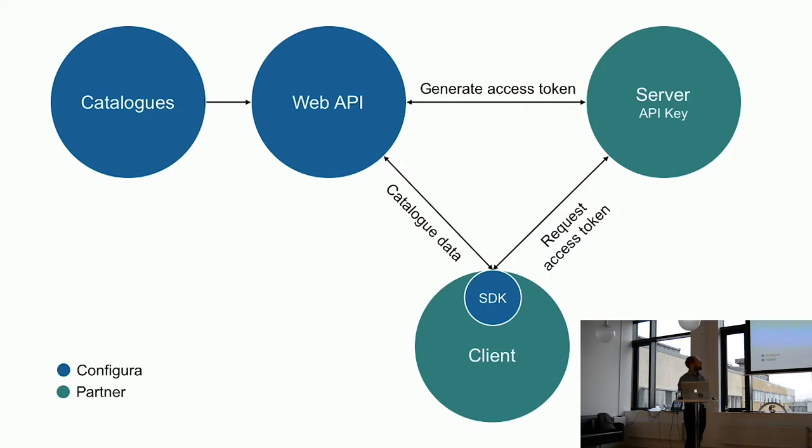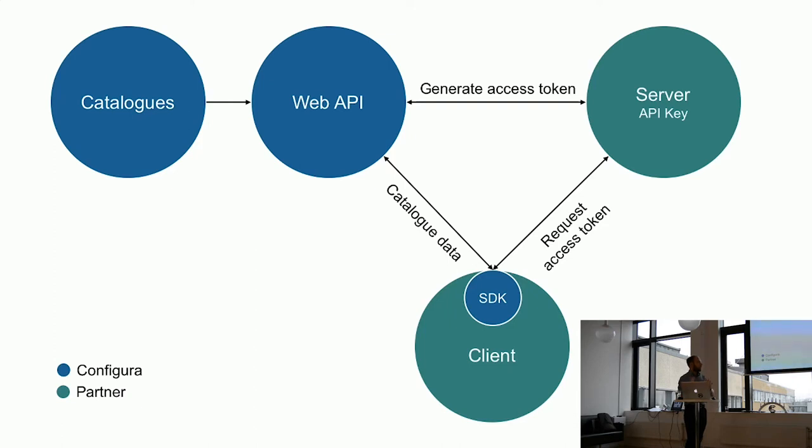So all that talk is probably pretty confusing, even if you are a web developer, and I think most of you are not. So this is a small overview of how it's going to work. You embed our SDK in your client. It could be a web app, could be a mobile app, could be a Windows application, anything. And then before you can make a request to our web API and get actual data, you have to get an access token.